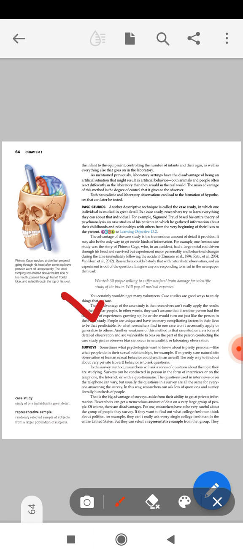And a similar thing is also a problem here. Observer effect may also occur in case studies.